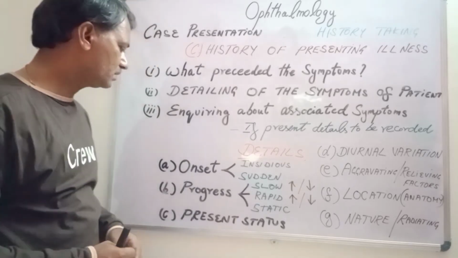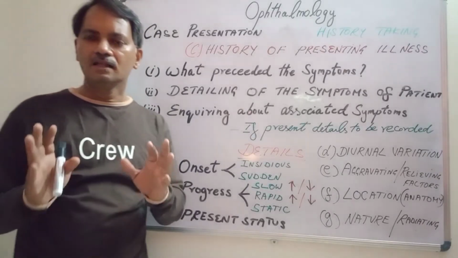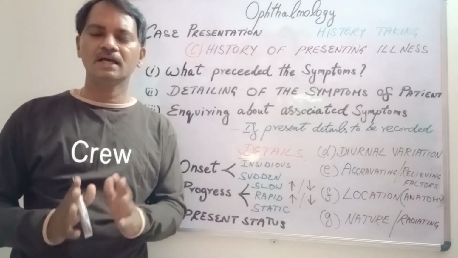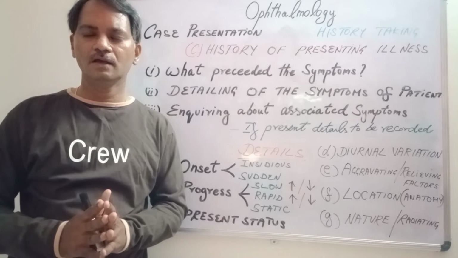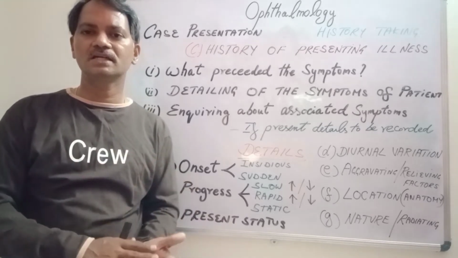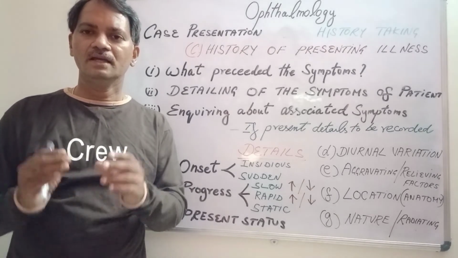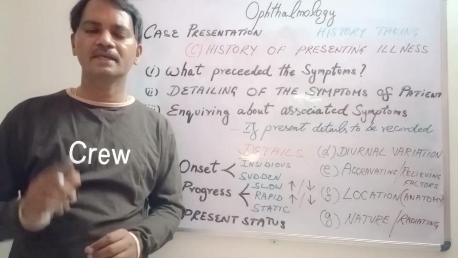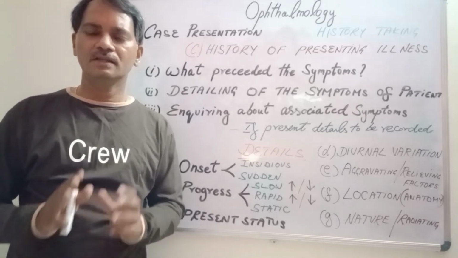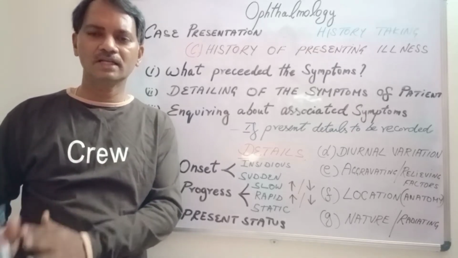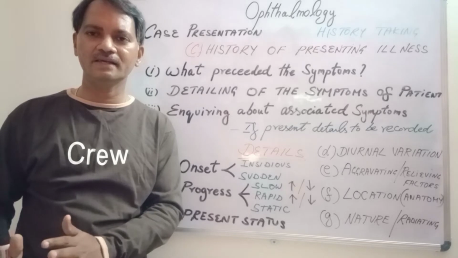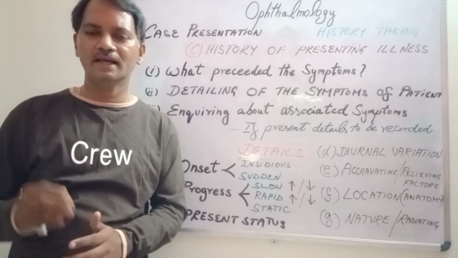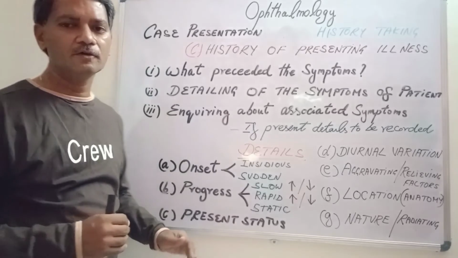So next we go to the present status. The patient has come to you today for consultation. Patient has told you certain symptoms. You have elicited what is the onset, what is the progress. Is it not our duty to ask the patient what is the present status? Yes. You should ask them the pain, is it totally decreased, or it is dull aching, or it is very severe, the patient is not able to tolerate. Like that you have to ask and we have to record it.